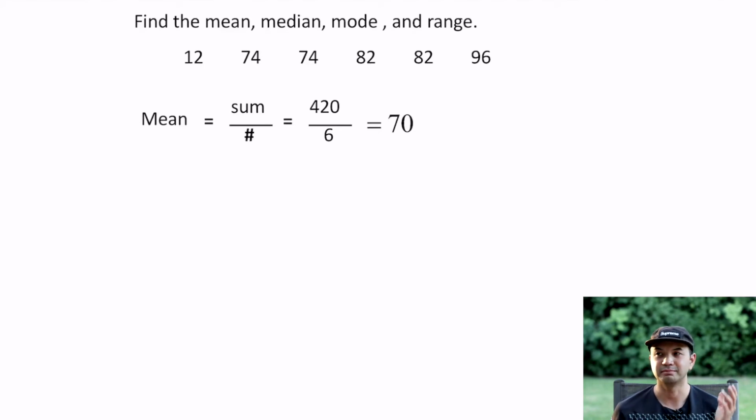A good indication that you divided by a wrong number or something would be if it said my mean was like 100. That's impossible. Your average can't be beyond 96 or 12. So the average cannot be past that.